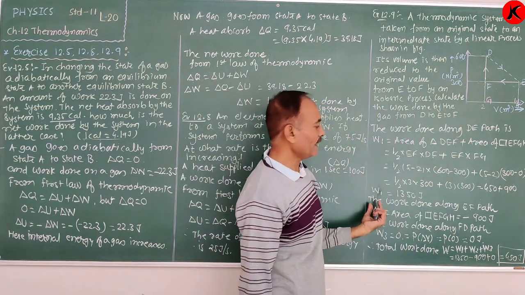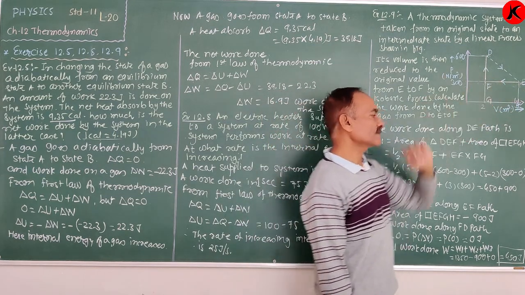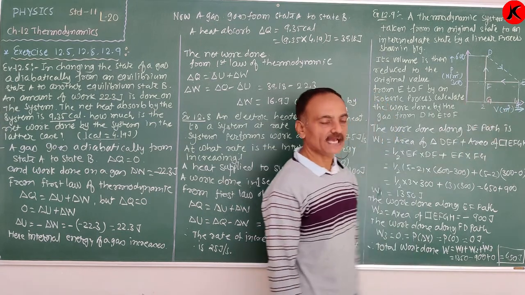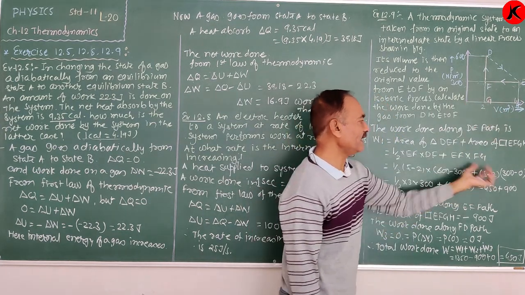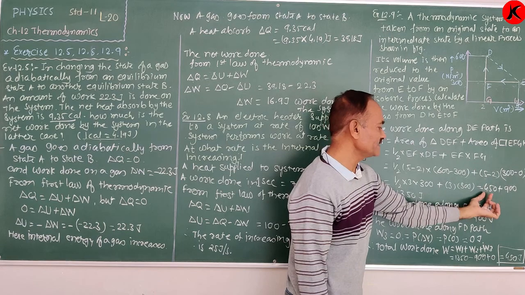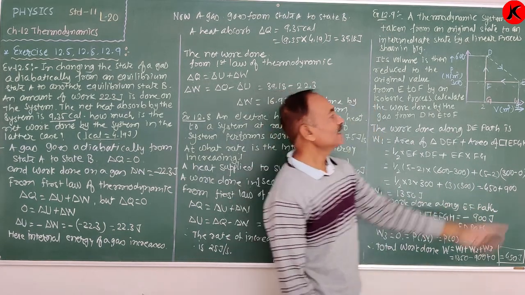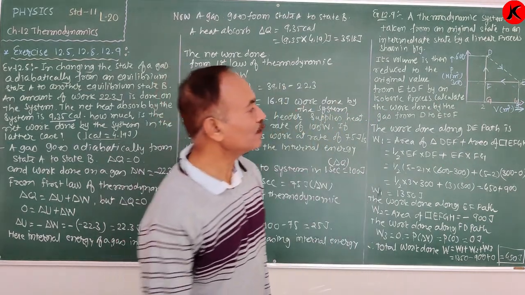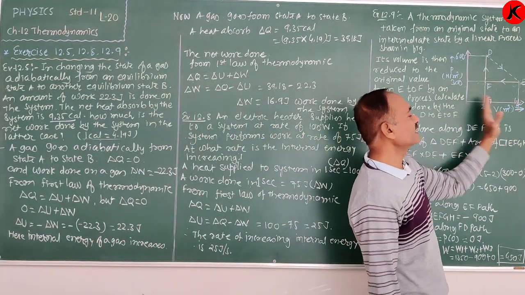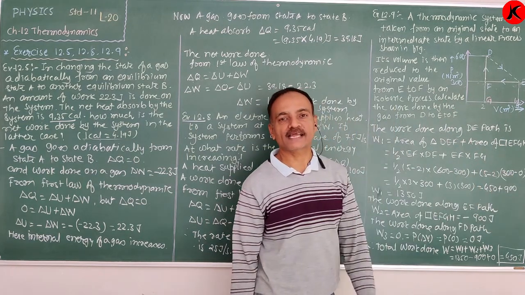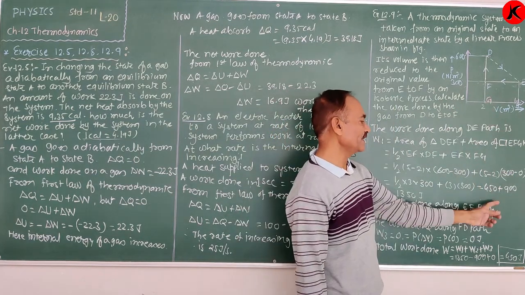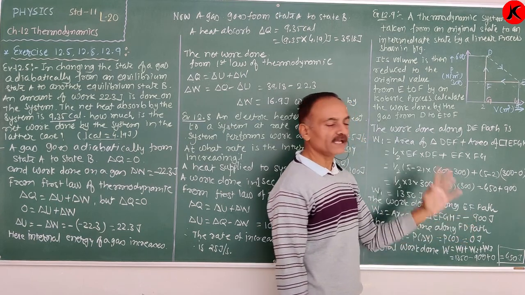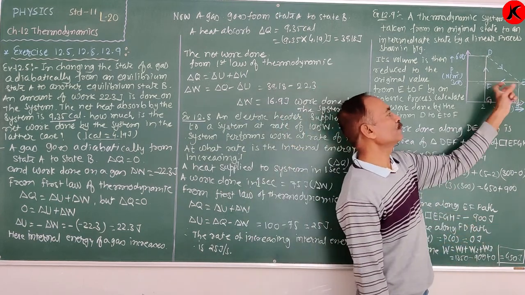Now E to F path. Again, the area of rectangle EFGH, which we already calculated, is 900. But when the system goes from E to F, its volume decreases. Therefore, the work done on the gas or the system is negative. Therefore, we consider this work done W2 as negative for the E to F path.